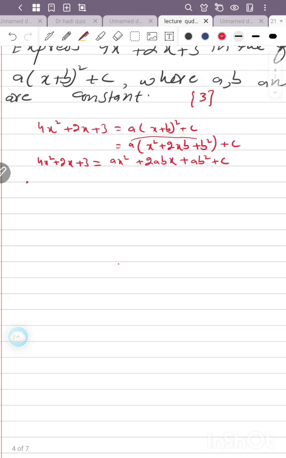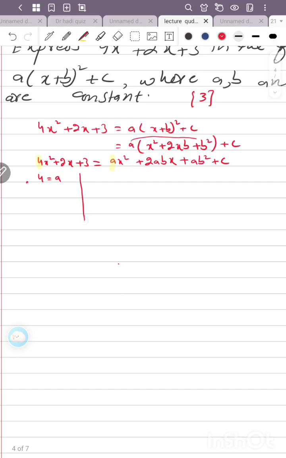Now we have to compare the coefficient of x square. What is the coefficient of x square? On the left side we have 4 and on the right side we have a. We just write 4 equal to a. This is comparing coefficients. It means we have to write the coefficient of x square.